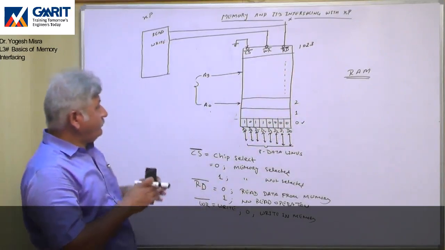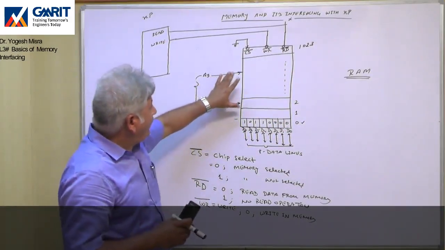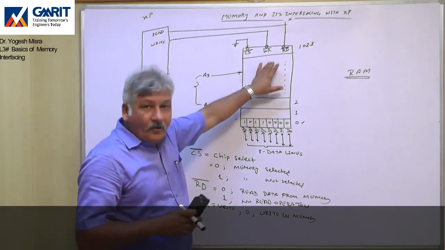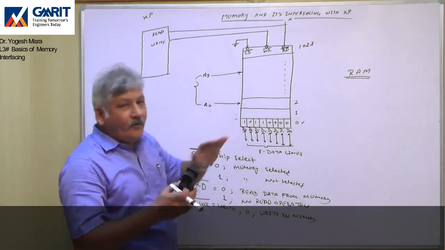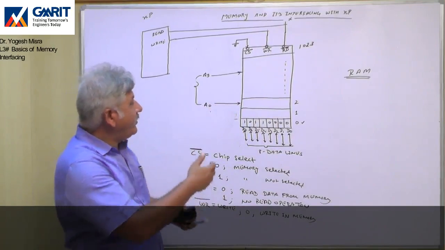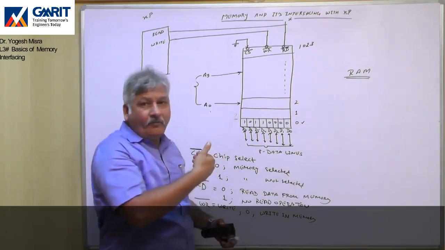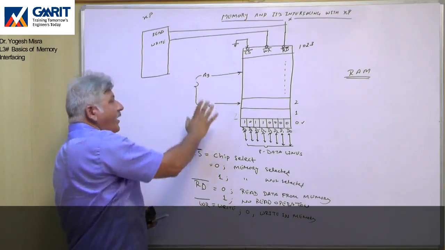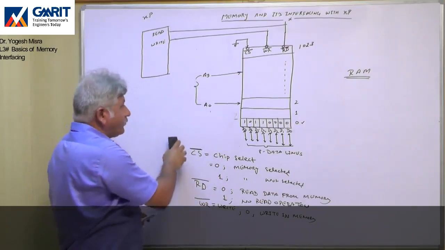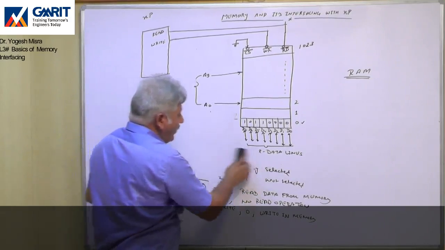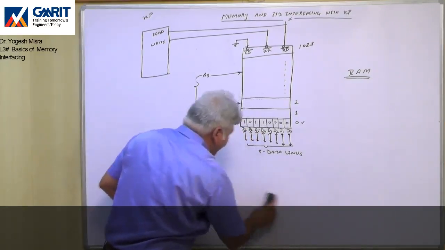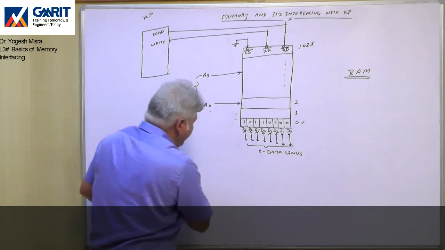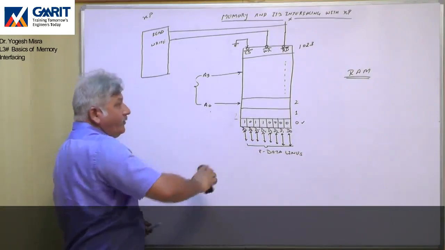Right? Now, at what particular memory location data will be written, or from which particular memory location data will be read out, will be decided by the address lines. So now I will discuss how these address lines will decide the particular memory location.